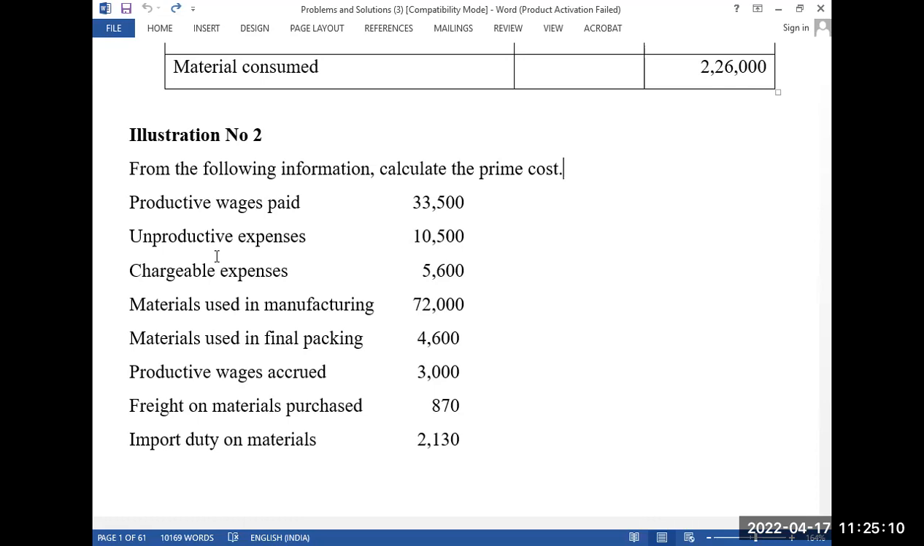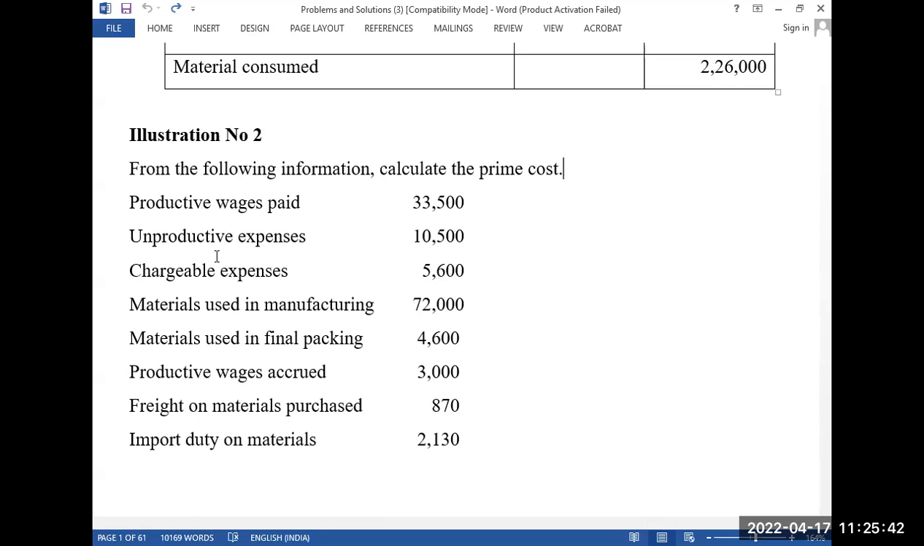Now the problem arises. We have some different wordings here. Productive wages, unproductive expenses, chargeable expense, materials used in manufacturing, materials used in final packing, productive wages accrued, freight on materials purchased, import duty on materials. So we need three items. What are the three? Material, labor, expense. Material. What is related to material here?